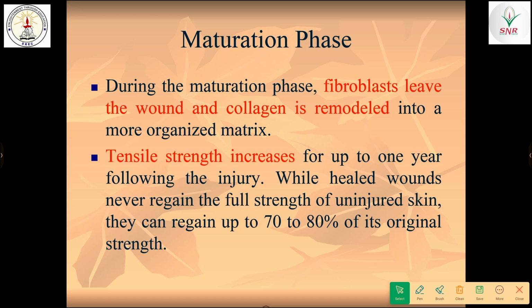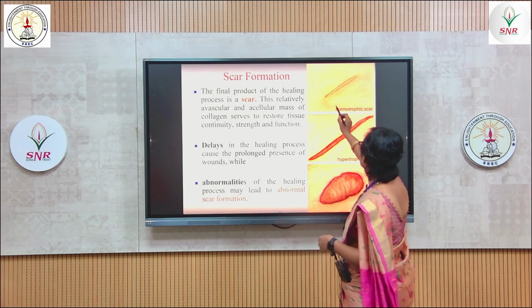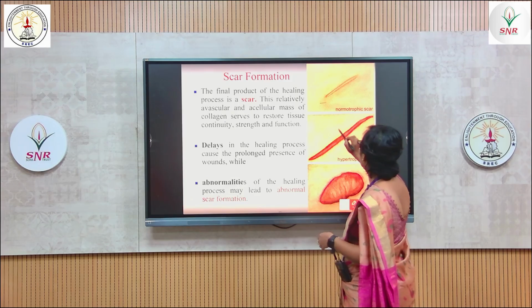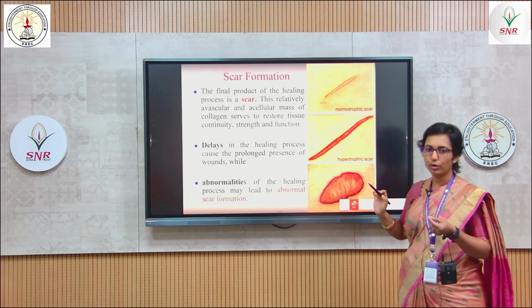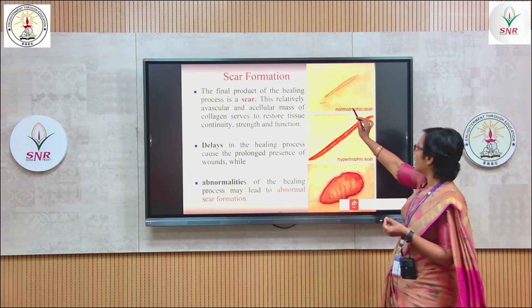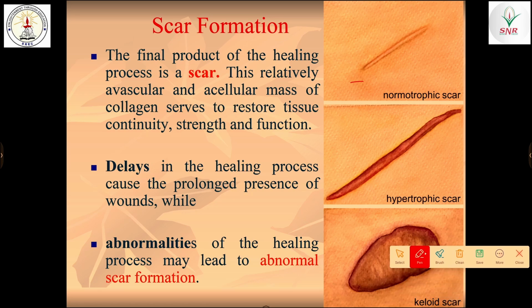So it's actually a long process, and this is the end of the healing. After healing, this is the result you can see, the final product, which is a scar. So here, in the first picture, what you see is the normotrophic scar, that is a normal scar. If the healing is proper and well managed, the scar that develops is called a normotrophic scar. And if the healing is not well managed, you can see two types of scar: one is the hypertrophic scar and another one is the keloid scar.